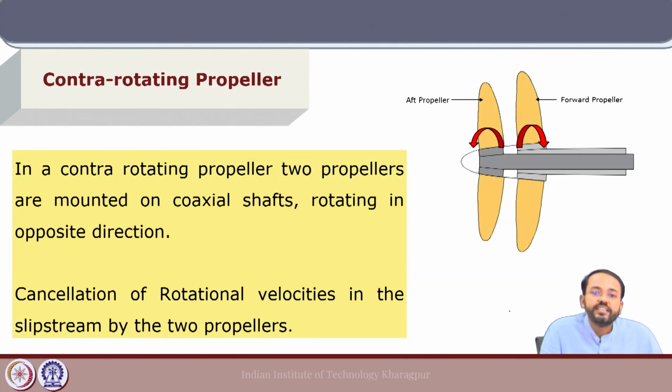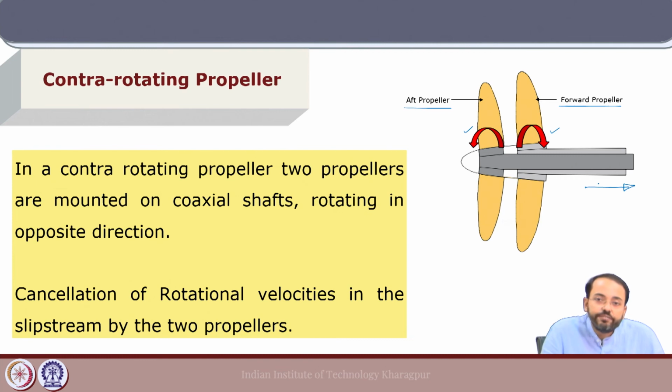Next, we will discuss a very special propulsor type, which is a contra-rotating propeller. That means we have two propellers which are rotating in opposite directions. Here also we have a forward propeller and an aft propeller, and together they are termed as contra-rotating propellers, and these two propellers have opposite rotation directions, and the two propellers are mounted on coaxial shafts which are rotating in opposite directions.